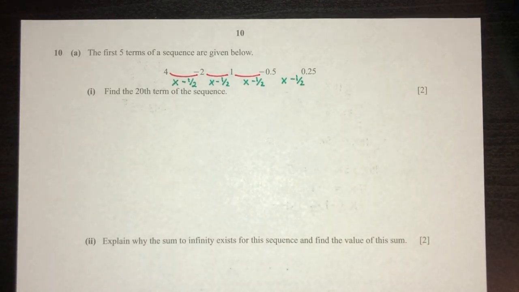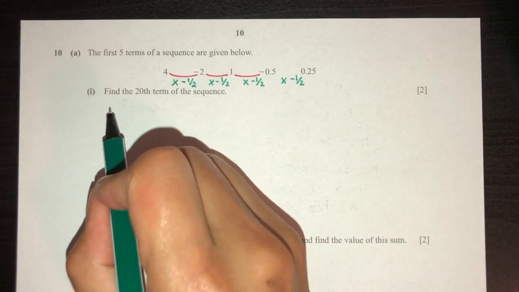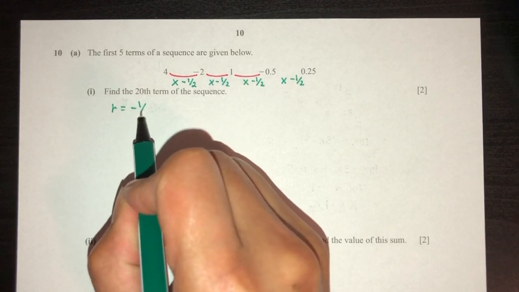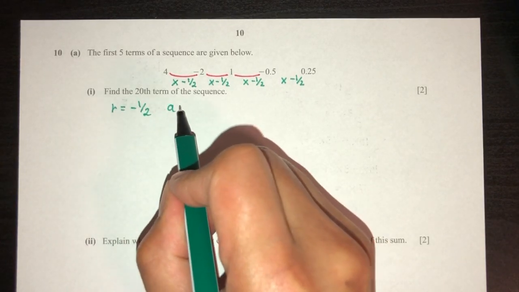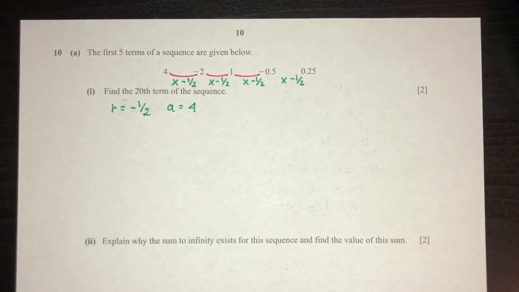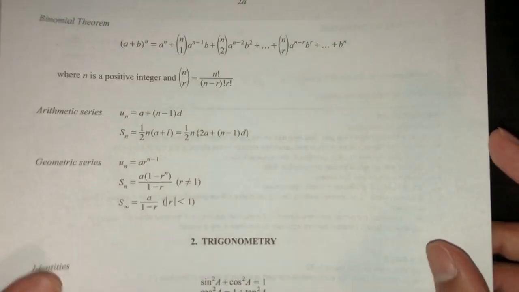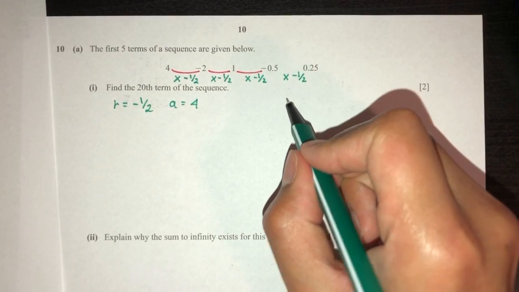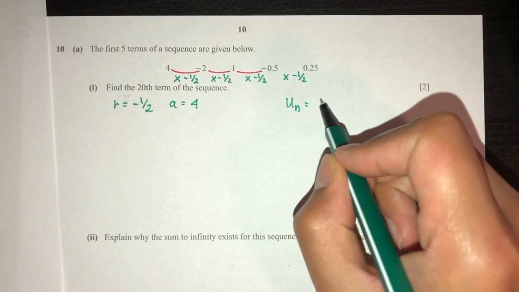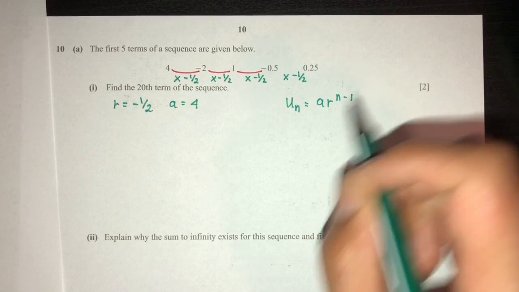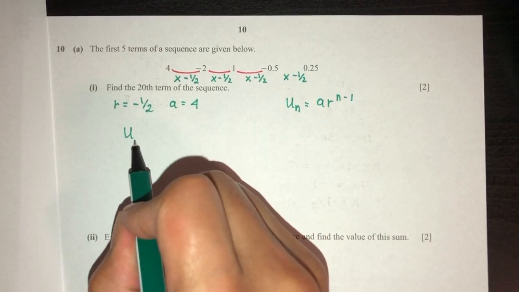Okay, so basically we have a common ratio r equal to -1/2, and the first term is equal to 4. So you can use your formula. This one has to be a geometric sequence. As you know, the nth term for a geometric sequence is equal to a r^(n-1). So we have to find the 20th term.